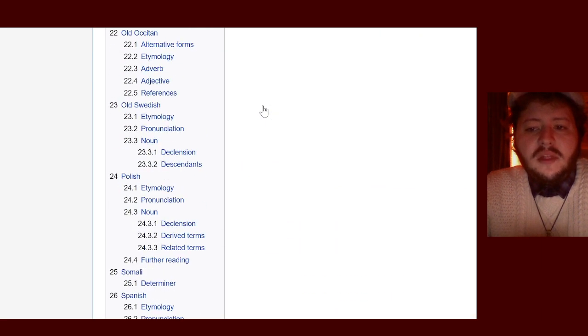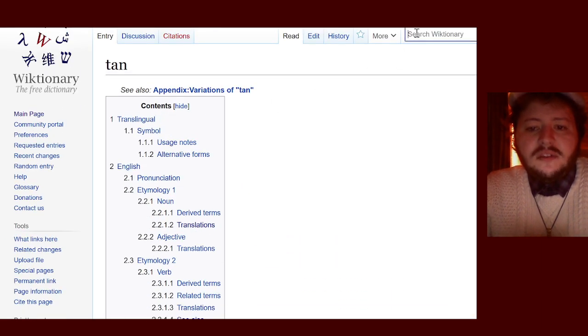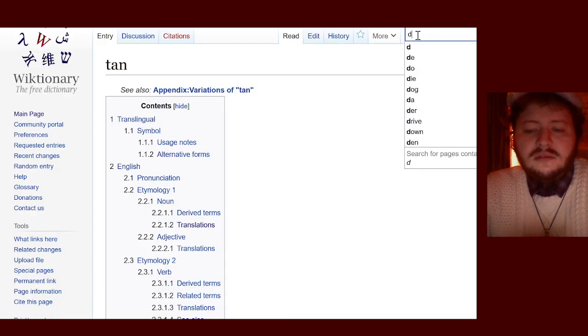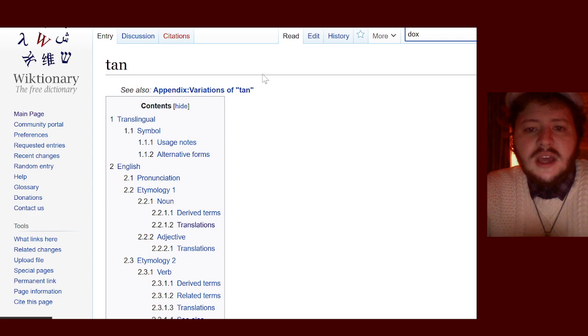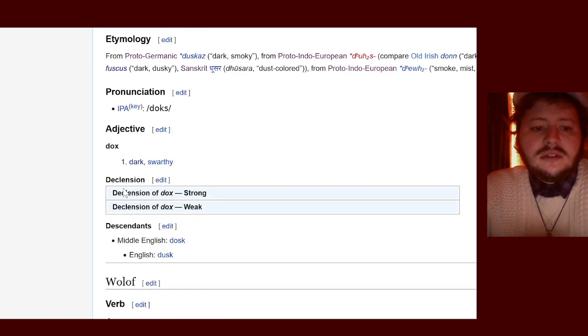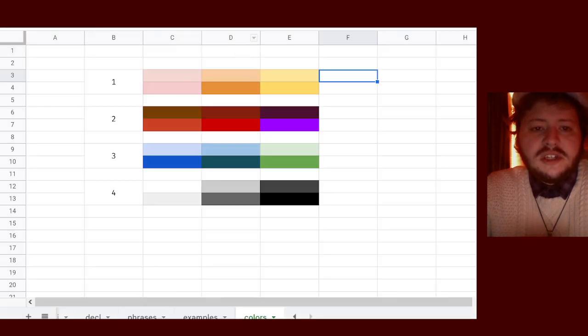So there's an Old English word I'm thinking of that kind of covers this color range. Well, it's a little bit more desaturated in Old English. It's dux. I don't know if there's a page for that on Wiktionary. Oh, there is. Okay, dux. Yeah, they're translated as dark, swarthy, but it's usually this sort of range of orangey browns.